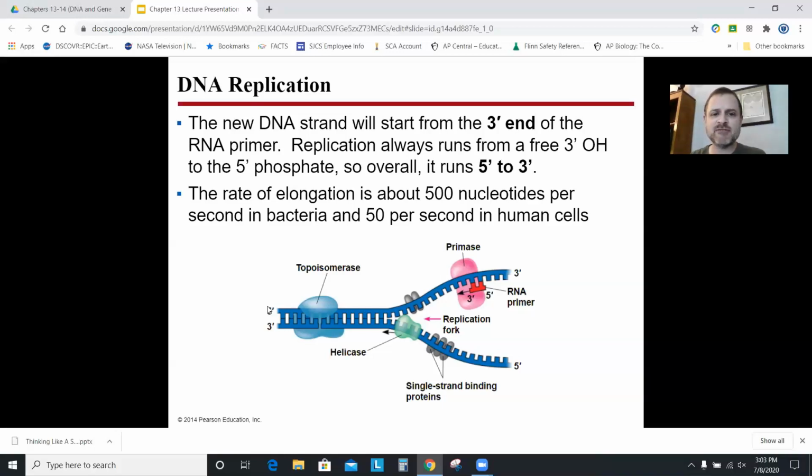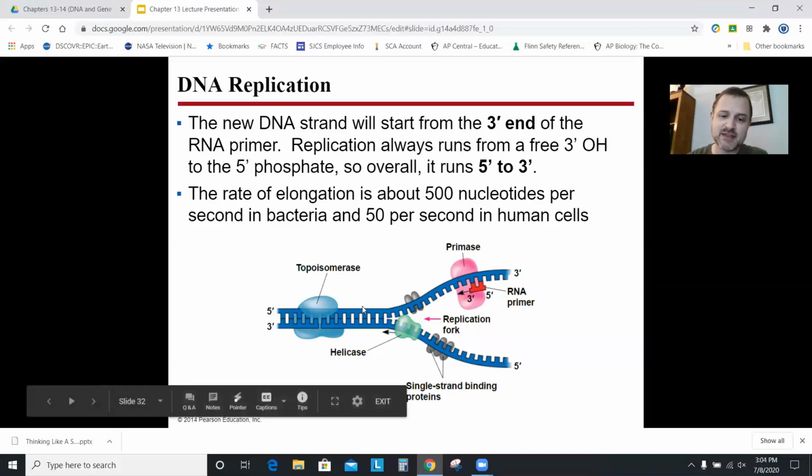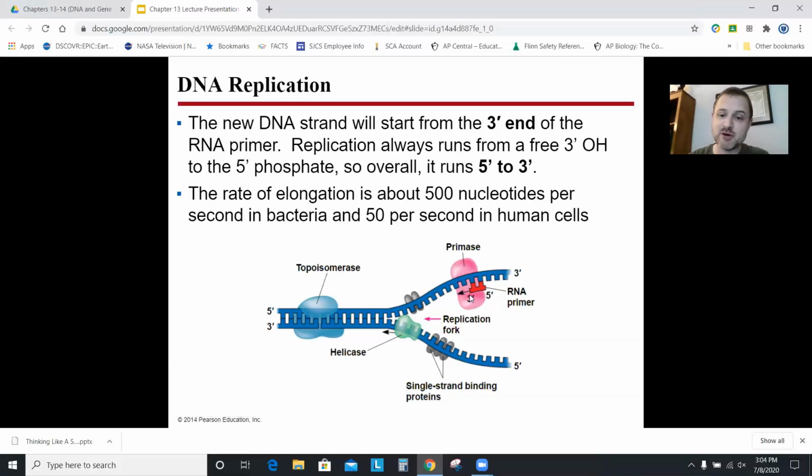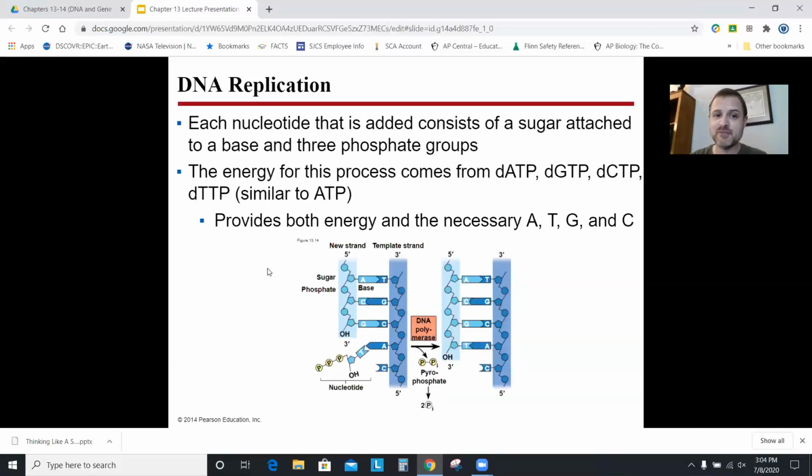Fun factoid, polymerase can bring in about 500 nucleotides per second in bacteria, which is super fast, about 50 per second in human cells, which is still super fast. And notice, helicase is going that way. Polymerase isn't in this diagram, but it would start where the primase left off, and it would be going this way too. So that 3' has a free 3' OH group, polymerase can start adding new nucleotides going that way. Polymerase could not start adding nucleotides going that way because that's the 5' end. All right, so that's a problem. We're going to have to add more complexity to fix that problem.